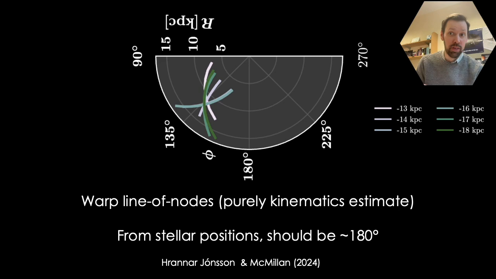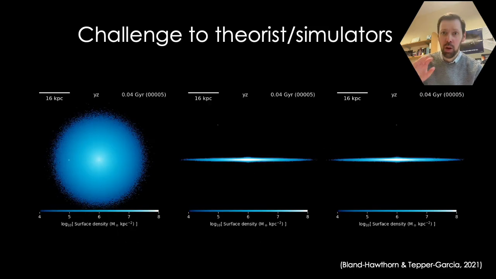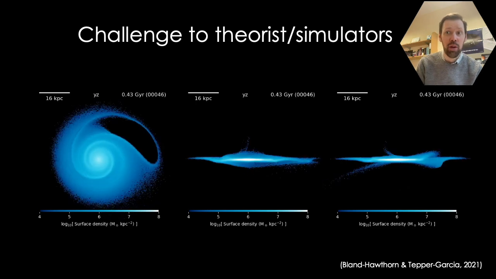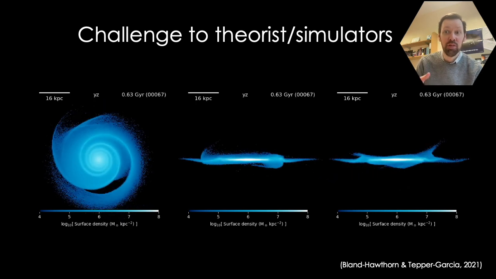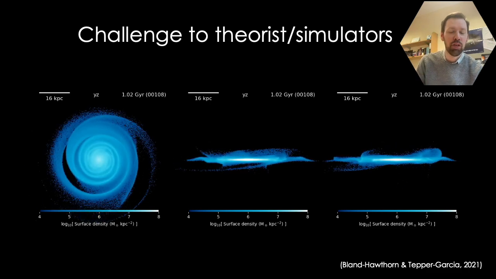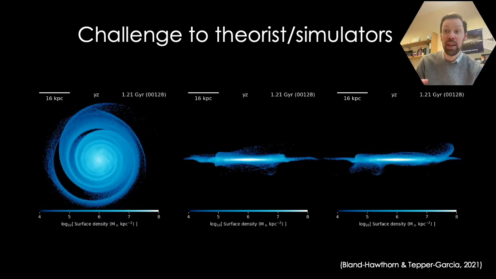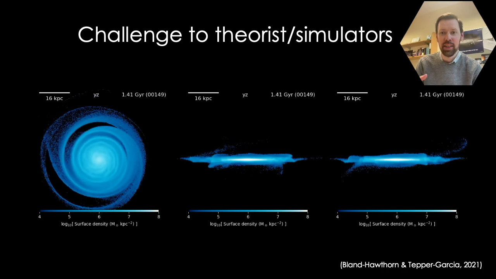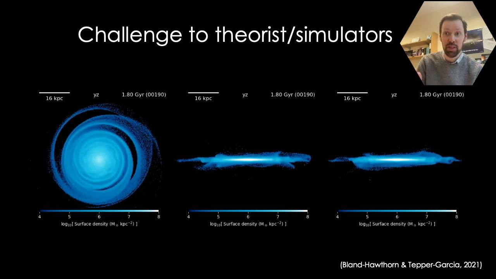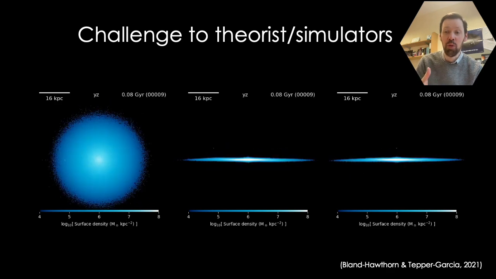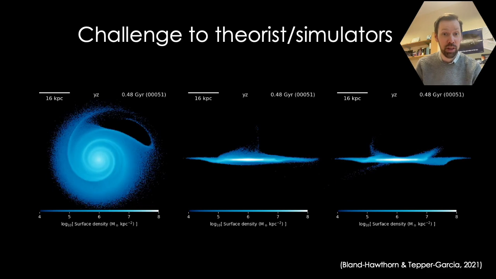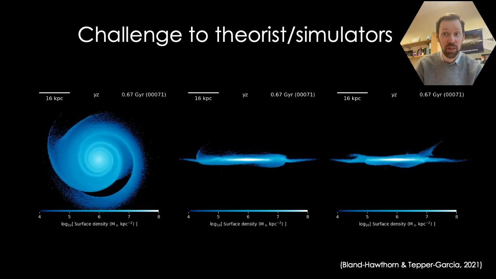So what does that mean? Well, I think this is a real challenge for all of us interested in how the Milky Way's warp formed. It's a real challenge to theorists and people running simulations of this. If your model is supposed to explain the Milky Way's warp, then it needs to explain both a warp that is precessing quite fast and also a warp in which, if we measure the line of nodes from the kinematics, we get a different answer from when we measure it from the positions of stars.